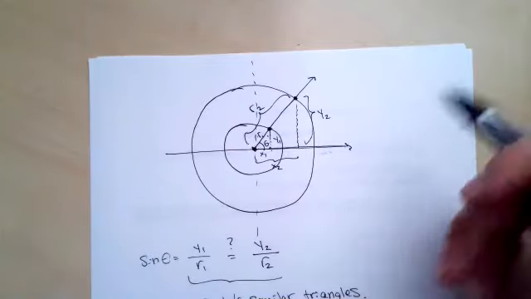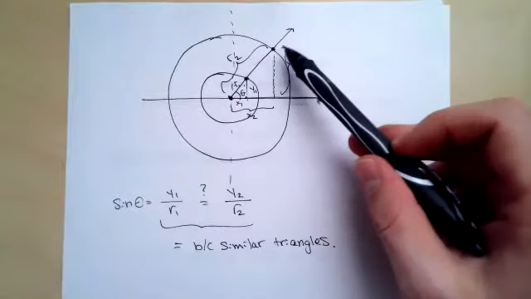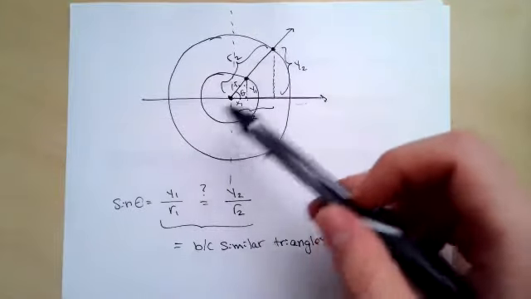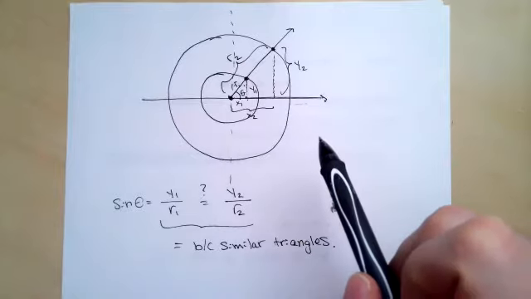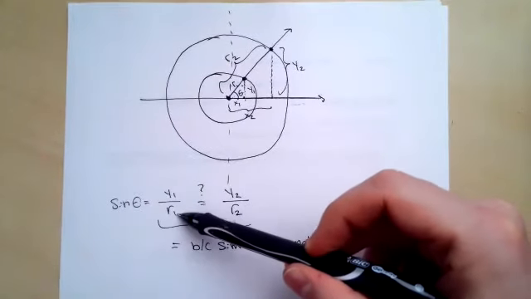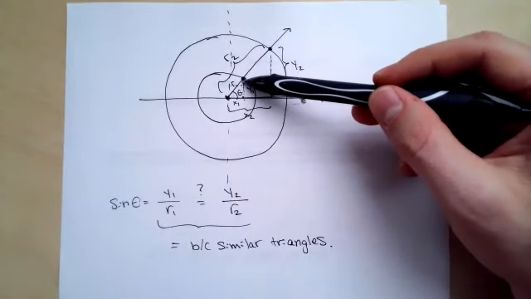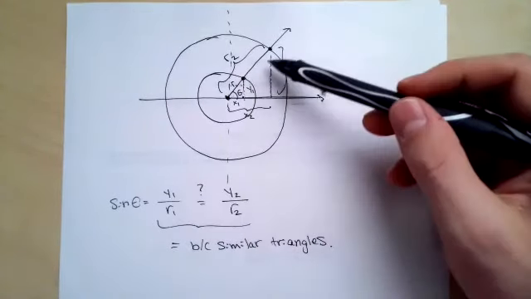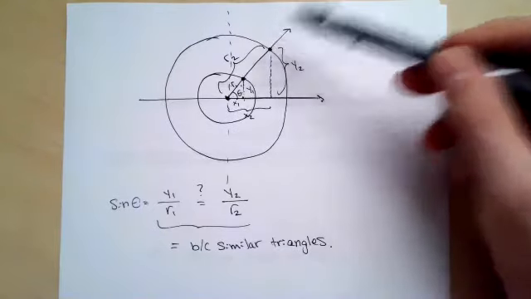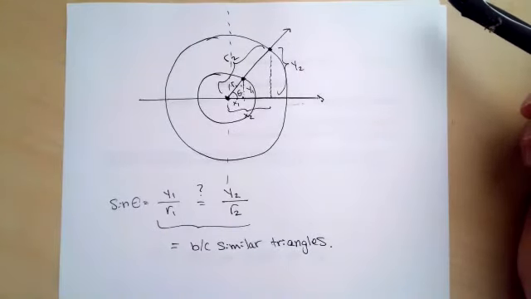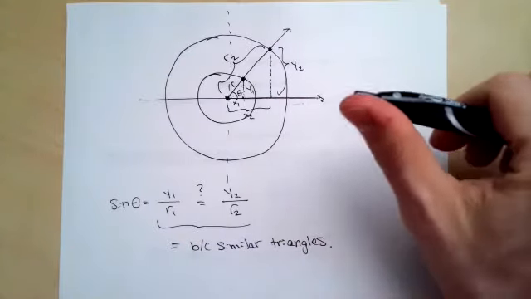The thing about similar triangles is that the ratios of corresponding sides are always a fixed constant. So here the ratio of the opposite to the hypotenuse, the vertical side to the hypotenuse of the small triangle, has to be the same as the ratio of the vertical side to the hypotenuse of the bigger triangle. So sine and cosine are well defined, no matter the size of the triangle.